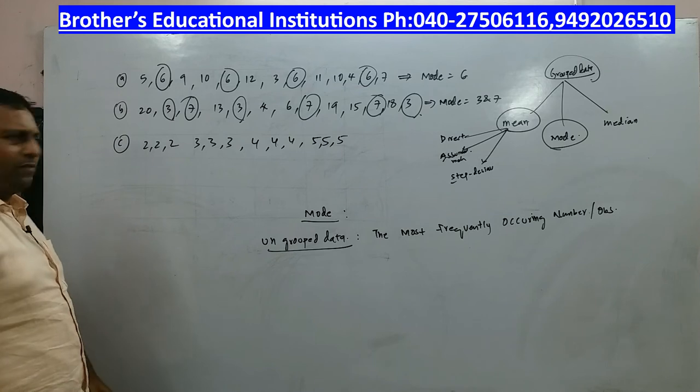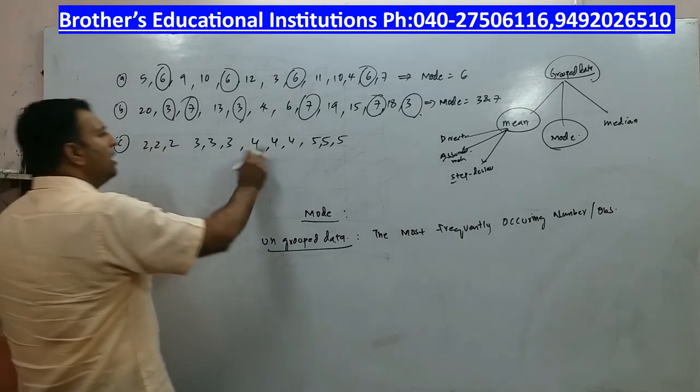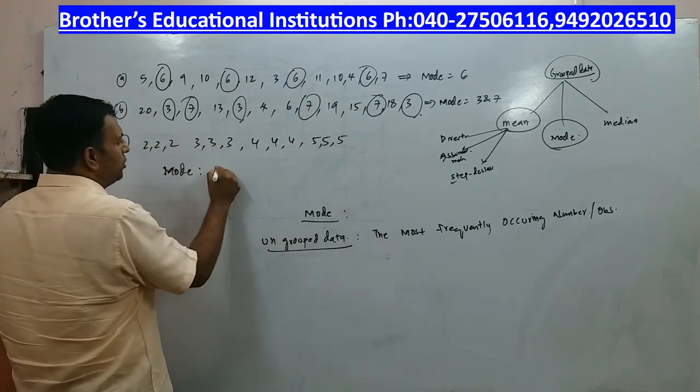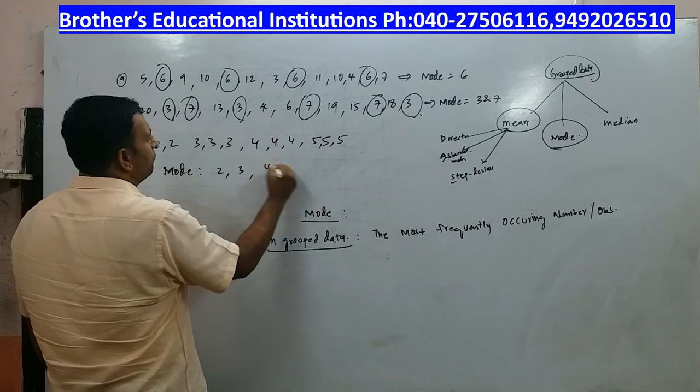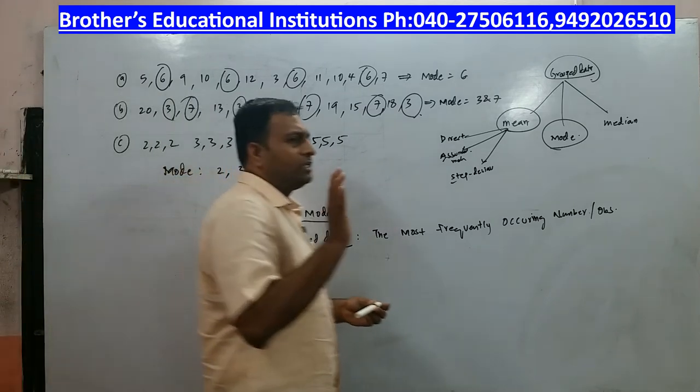Let us see the third observation. Is 2 repeating? Yes, 2 is repeating 3 times. 3 is repeating 3 times. All of them are repeating equally. So for this data, I will write mode is equal to 2, 3, 4 and 5. What do you observe? We observe that mode is not unique.